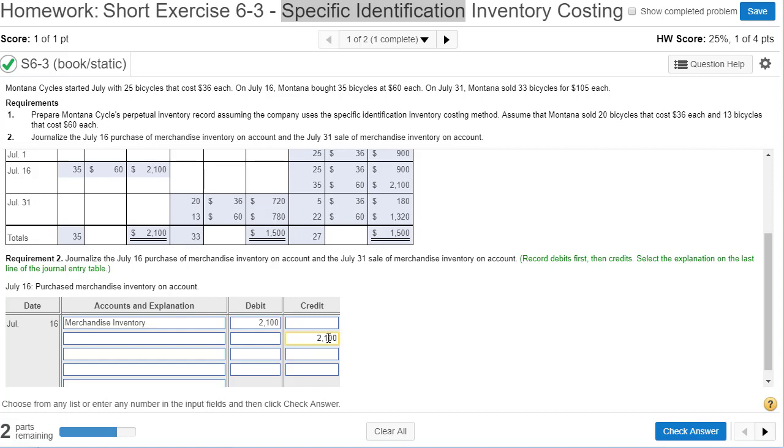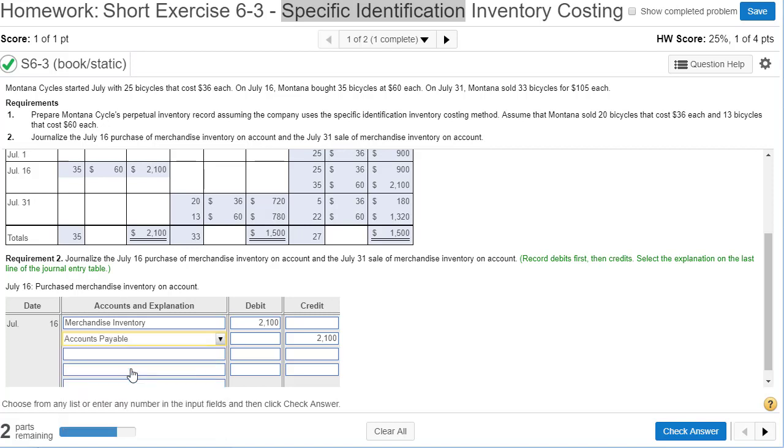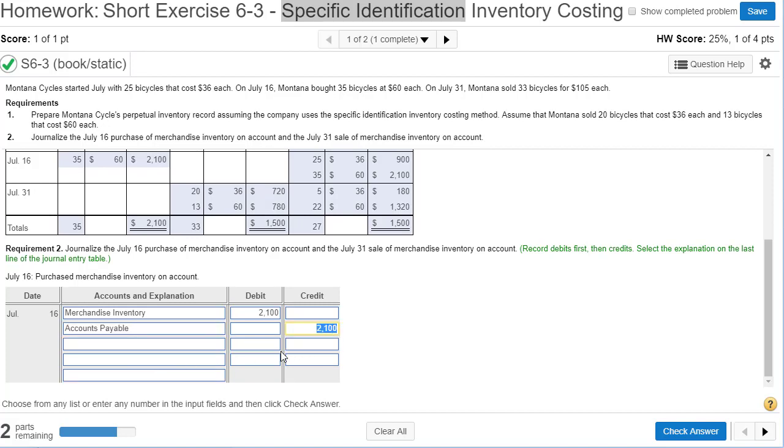So did we pay cash, and this would be cash going down, or did we buy it on account? We bought it on account, so that's accounts payable, and we have more debt, which means liabilities, and liabilities increase on the credit side. So that's why I'm crediting AP. And then we need an explanation: purchased inventory on account.